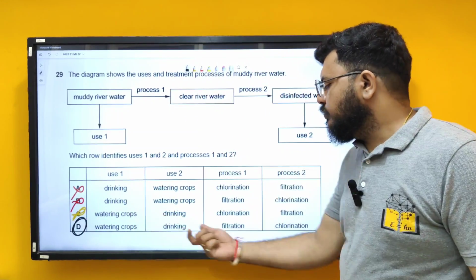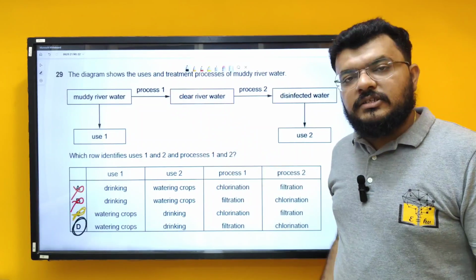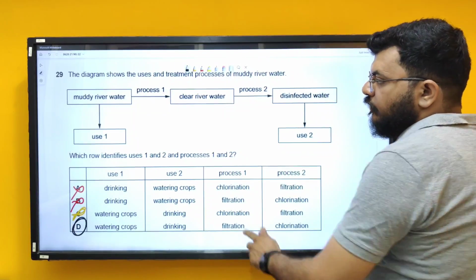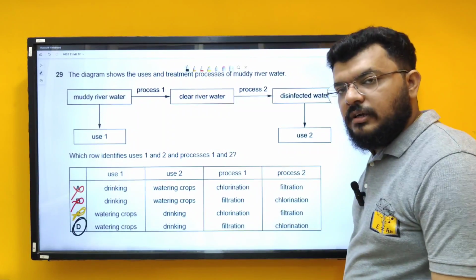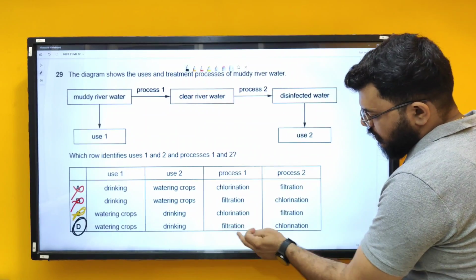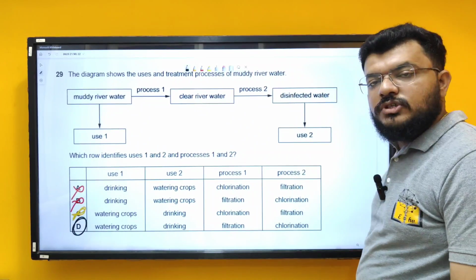But let's take all the options and try to arrange them here. So use 1 is watering crops. Yes. Now if you filter, you get clear river water. Correct. Disinfected water when you chlorinate. Yes, process 2 is chlorination.